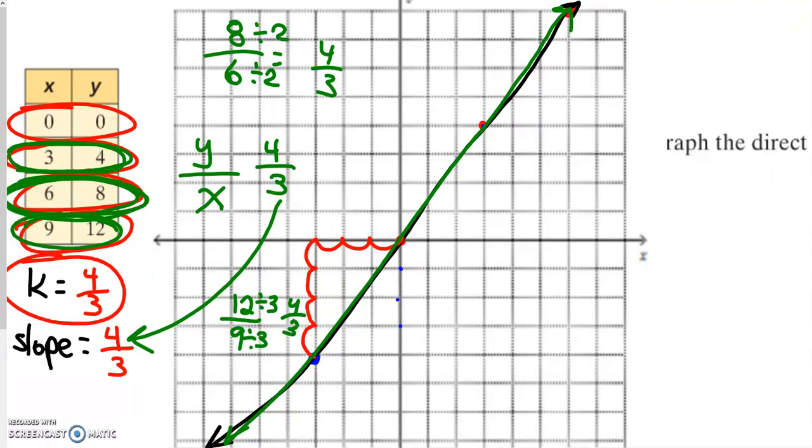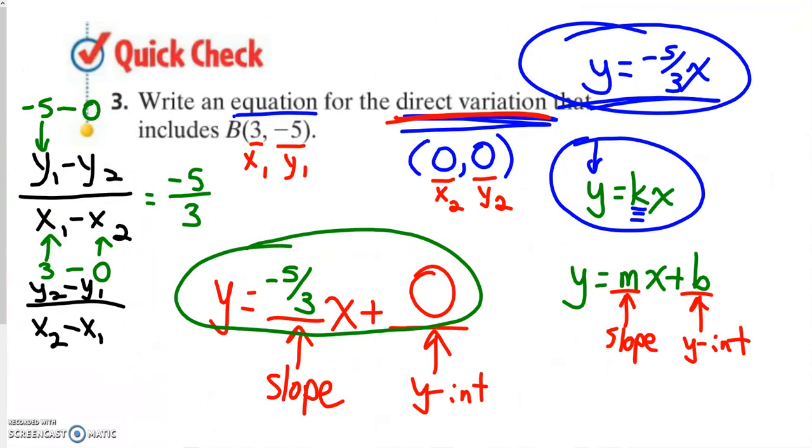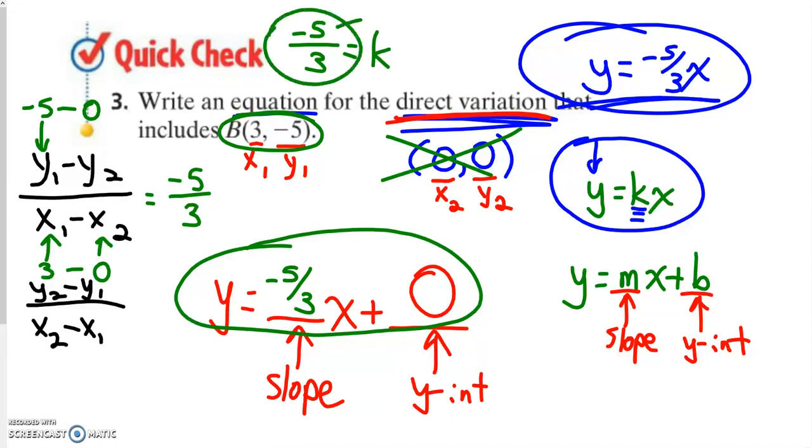So that's just a shortcut. That shortcut only works for direct variations. It's just a shortcut way to find your slope. It would have worked here too. I wouldn't have needed this 0, 0. I could have just looked at this. My y value is -5, and the y value goes on top. My x value is 3, that goes on the bottom. Hey, that was my constant of variation, or my slope. And that's what I used in my equation. So just another shortcut way for you.